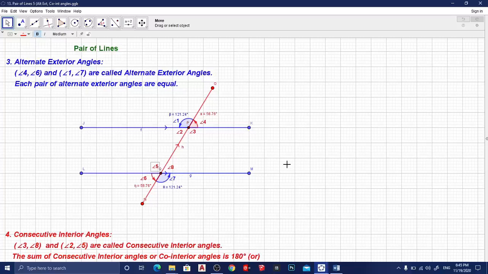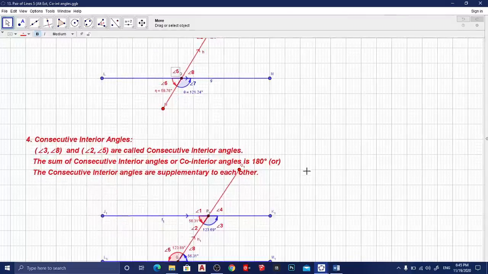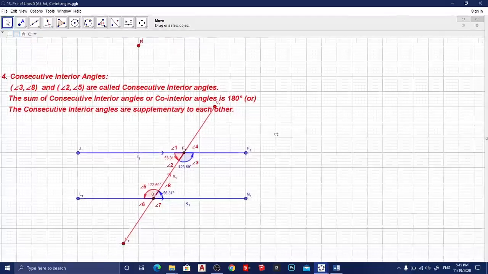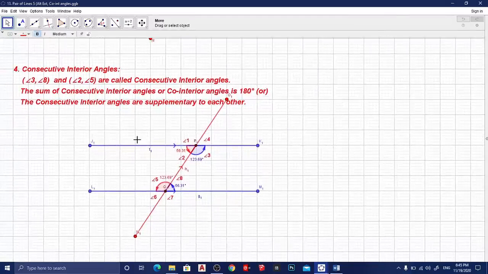Corresponding angles are also equal to each other. Alternate interior angles are also equal to each other. Alternate exterior angles are also equal to each other. So this is the property of alternate exterior angles. Next important type of angles which are formed by a transversal when it is intersecting the two parallel lines. Okay. Next, consecutive interior angles.